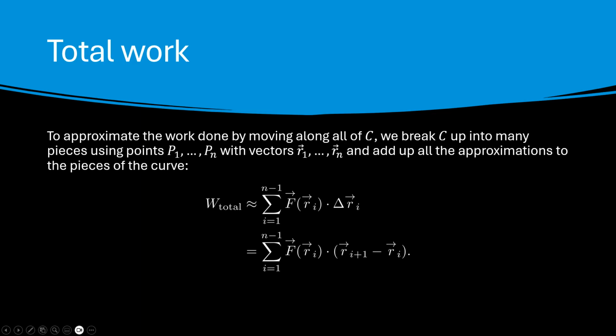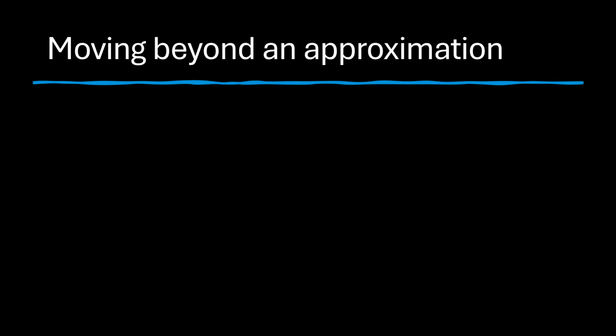So notice here replacing the delta Ri with the actual difference here to see what we're working with. So this is taking that nice smooth curve and approximating it with a bunch of different lines coming from those vectors. And that gives us a pretty good approximation for the total work. Of course, we don't want to have to stick with the approximation. We want the exact value. So let's figure out how we would do that.